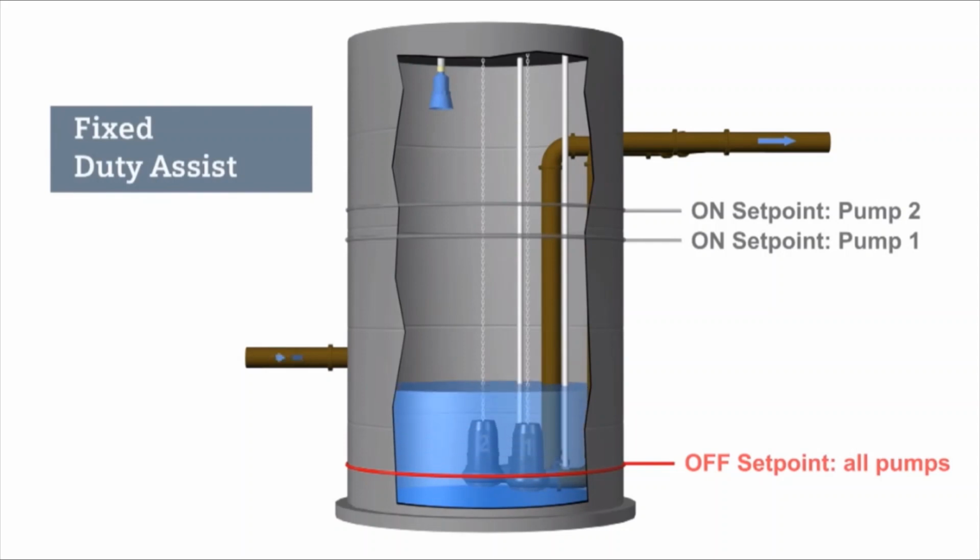The fixed duty assist routine mainly uses one pump to control the liquid level. In this example, pump 1 will always start before pump 2. When the liquid level reaches the pump 1 on set point, pump 1 will turn on. If the liquid level continues to rise while pump 1 is running, pump 2 will start. Pump 2 will assist pump 1 to lower the liquid level. Both pumps will turn off when the liquid level reaches the offset point.